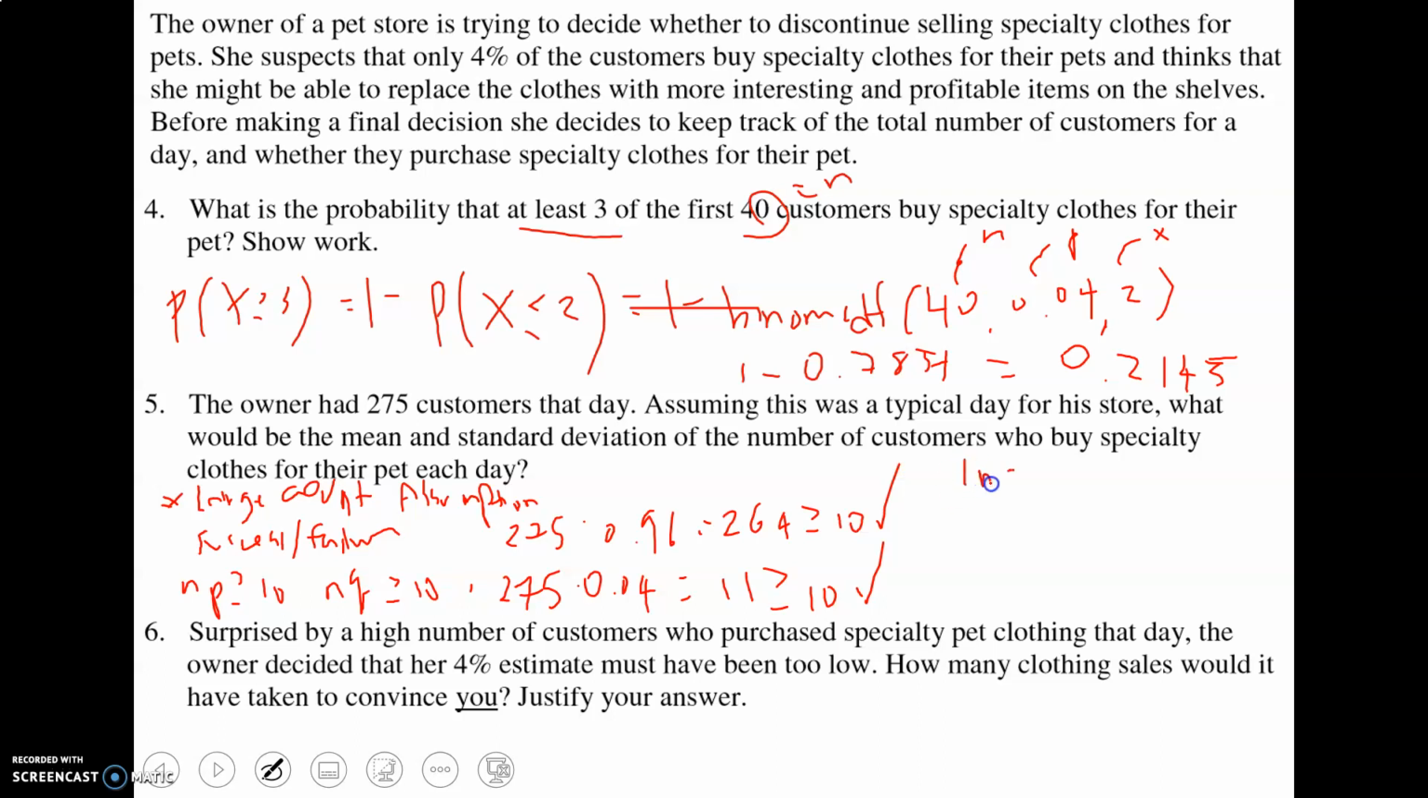Okay, independence assumption, which is met by the 10% condition. Can you assume that she has more than 2,750 customers?